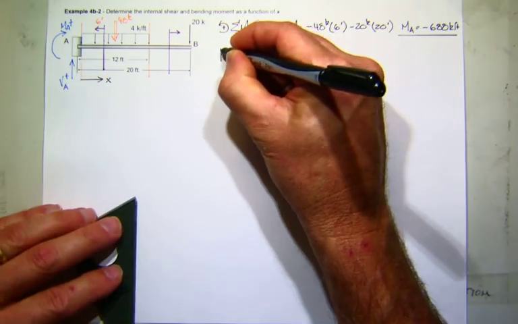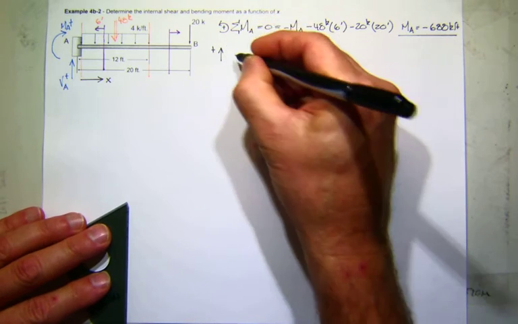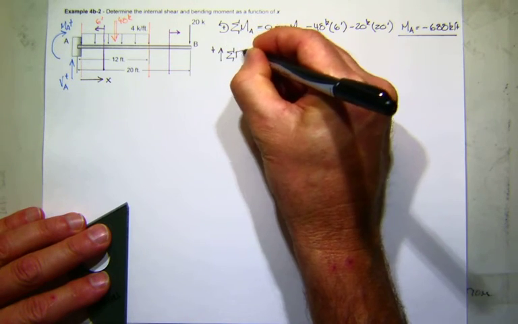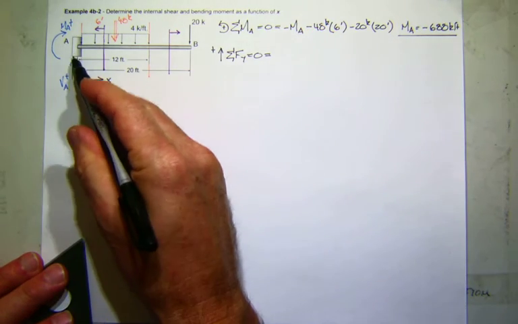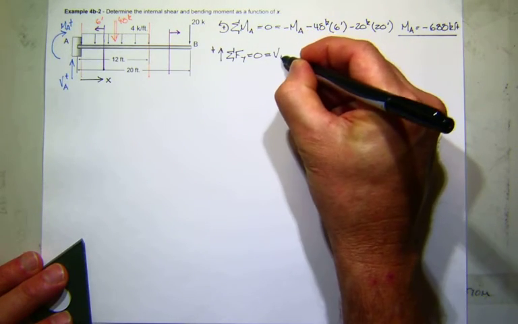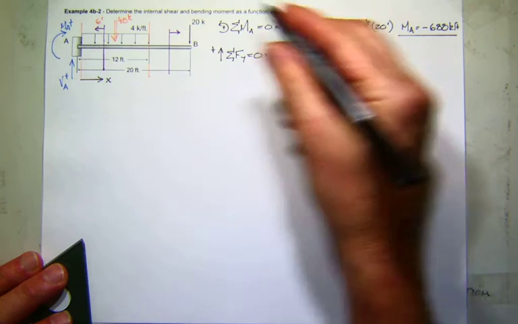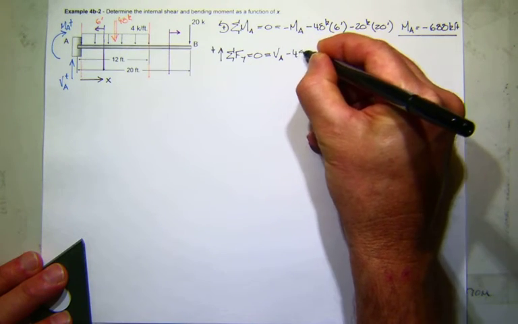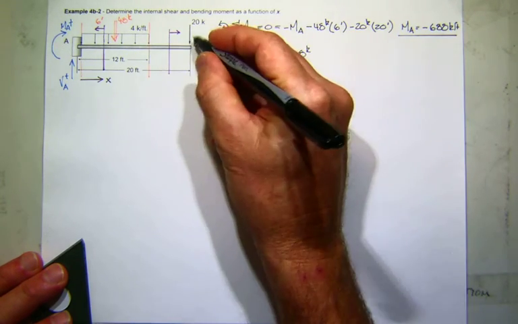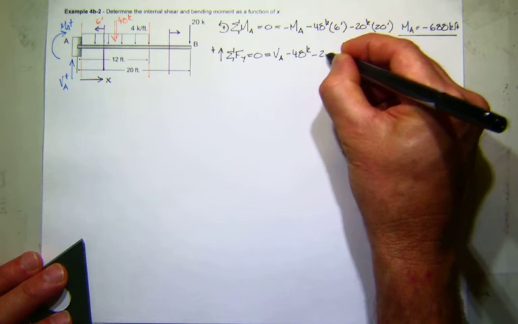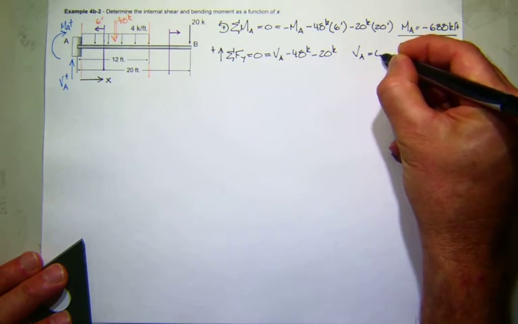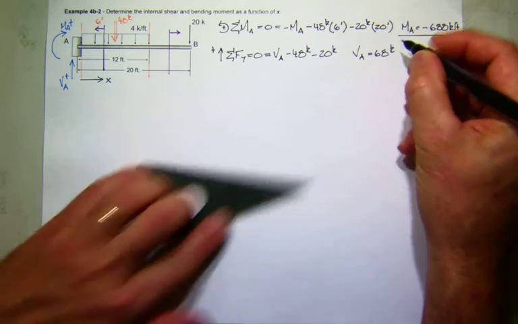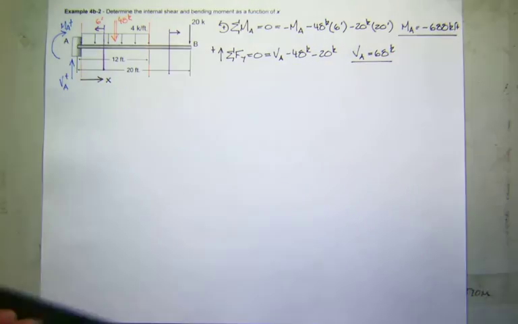So let's sum forces in the y direction and get our shear value. That force is up, that's a positive force. That force is down, that's negative. The 20 kip force is down, that's negative. So what is the shear at A? Looks like it's 68. Positive. So I've got my reactions.